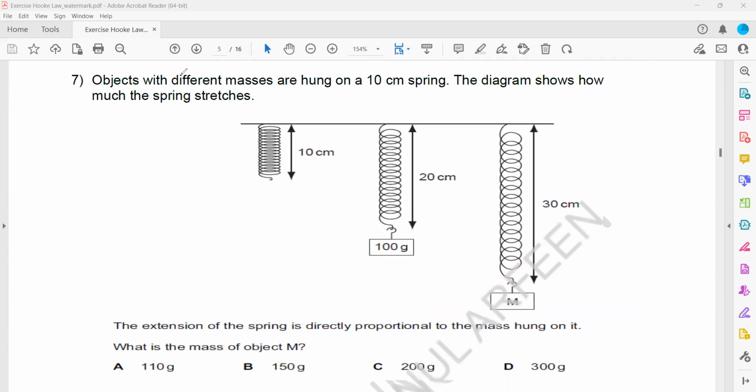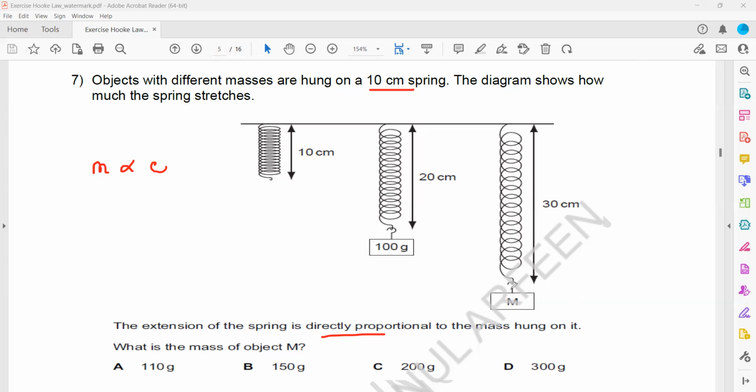In question 7, objects with different masses are hung on a 10 centimeter spring. The extension of a spring is directly proportional to the mass hung. Means the mass which we hang and extension are directly proportional. If extension is double, the mass will be double. If extension is 3 times, the mass will be 3 times.